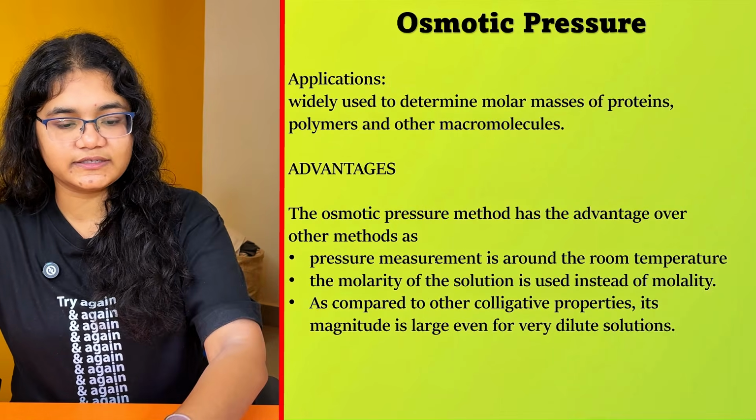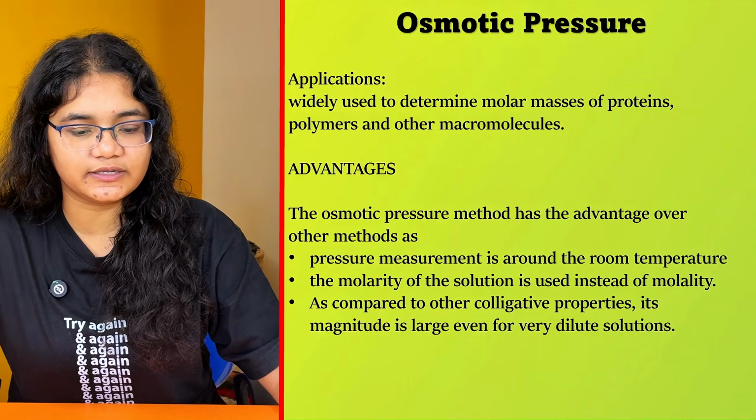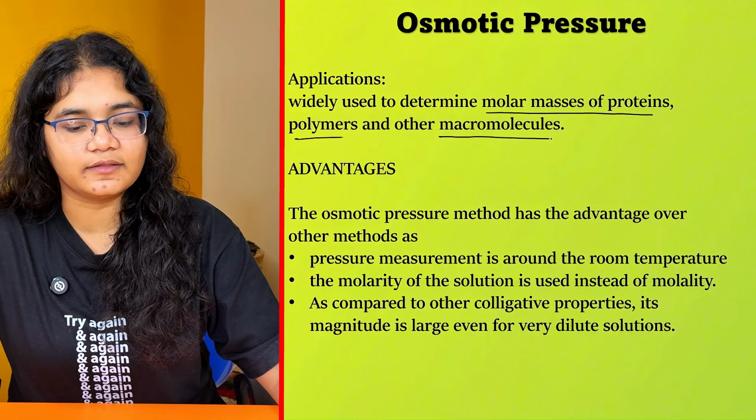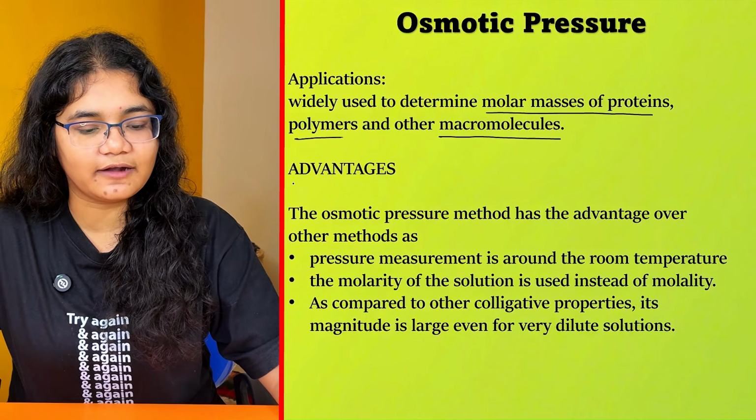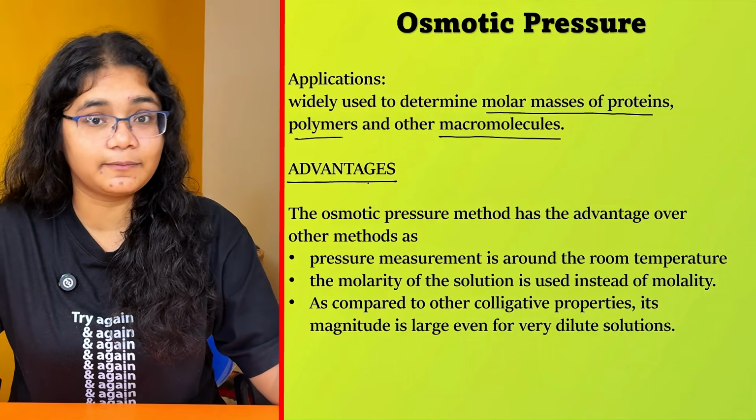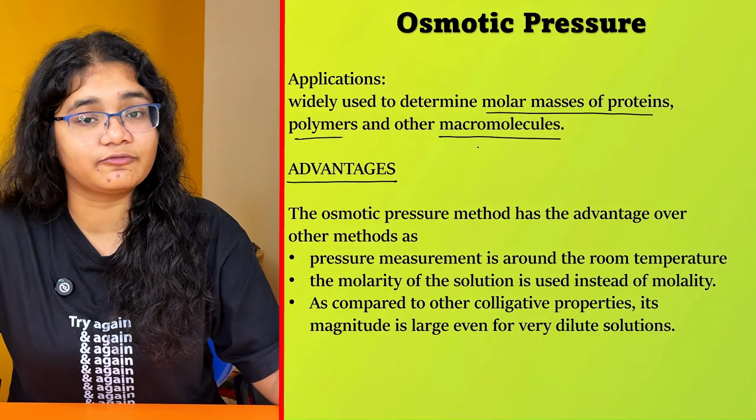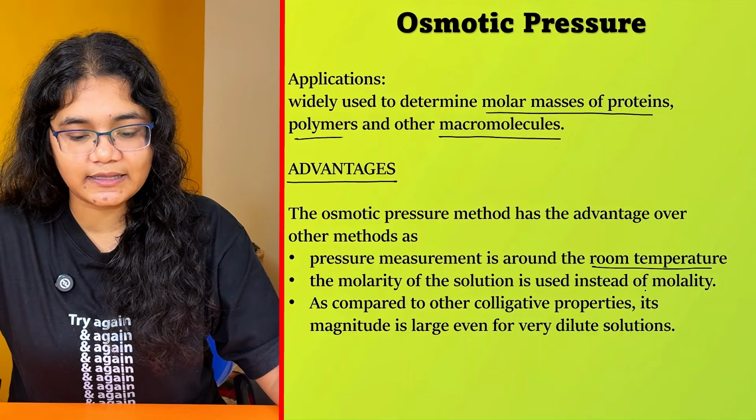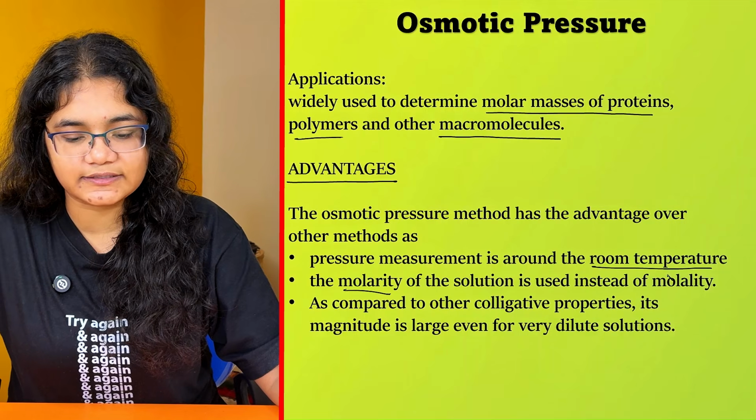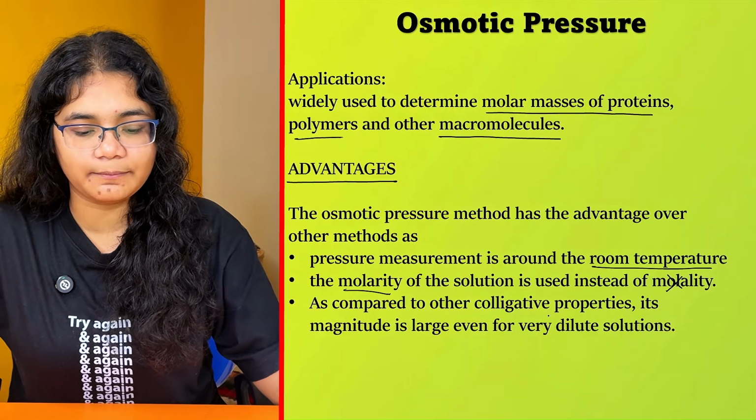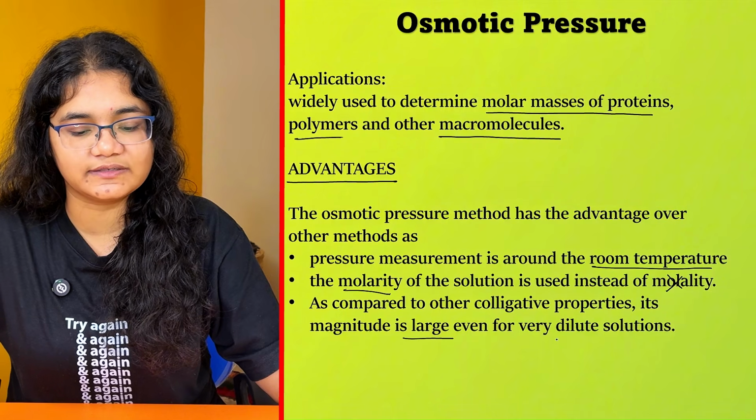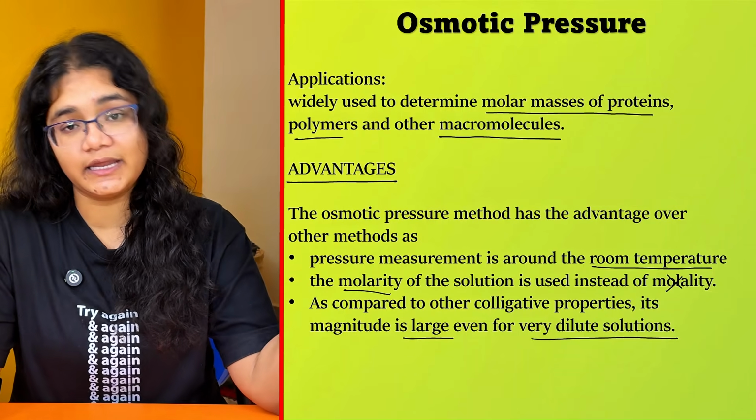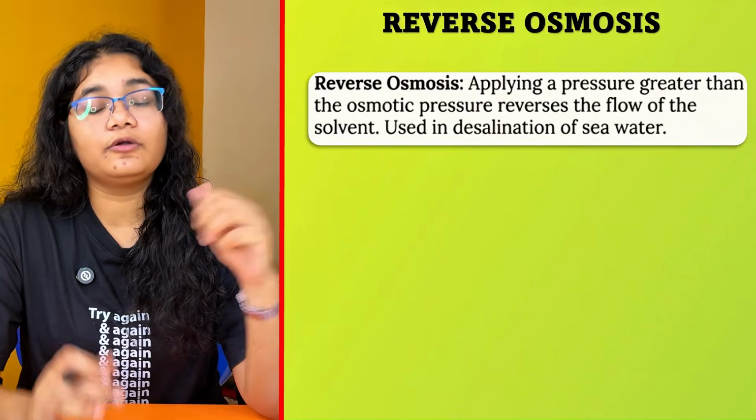Now let's talk about the applications of osmotic pressure. It is widely used to determine the molar masses of proteins, polymers, and other macromolecules. Now what are the advantages of osmotic pressure? Why is it a preferred method for calculating the molecular masses of macromolecules? The first thing is that it is measured at room temperature. Second, it uses molarity instead of molality. And then, compared to other colligative properties, its magnitude is large even for very dilute solutions, meaning the calculation becomes easier. The values that we get are very large. Now let's talk about reverse osmosis.